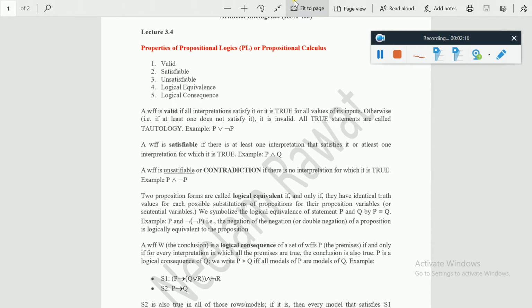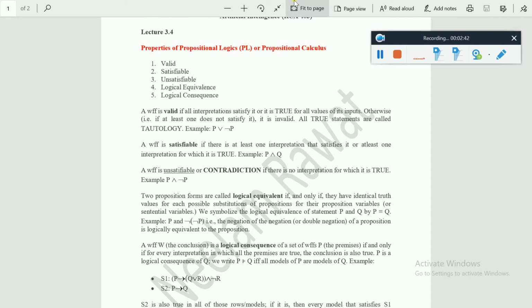The third property is called unsatisfiable, or we call it a contradiction, if there is no interpretation which is true. We have an example, P and not P, whose value would always be false. So we call such a well-formed formula unsatisfiable or a contradiction.